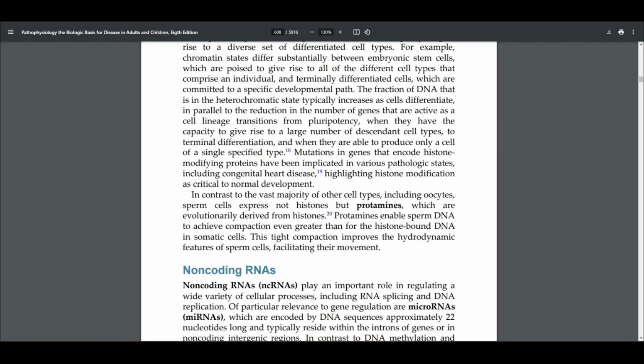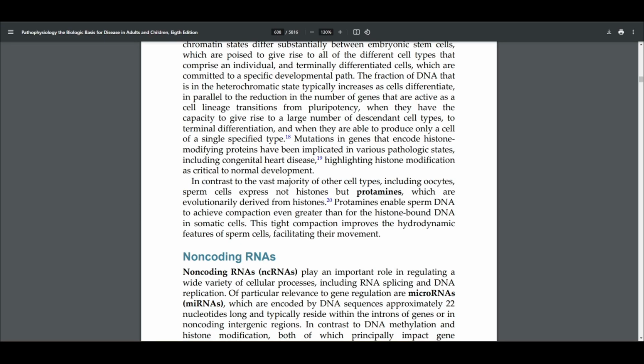The fraction of DNA that is in the heterochromatic state typically increases as cells differentiate, in parallel to the reduction in the number of genes that are active as a cell lineage transitions from pluripotency, when it has the capacity to give rise to a large number of descendant cell types, to terminal differentiation, when it is able to produce only a cell of a single specific type.